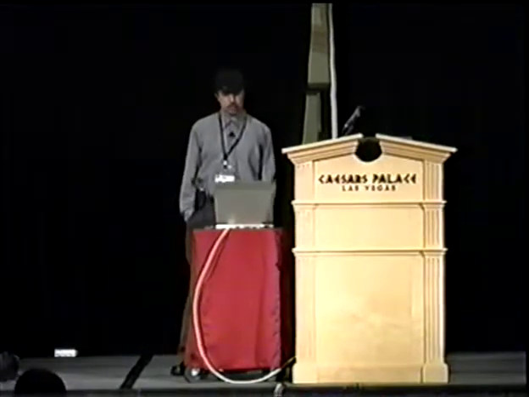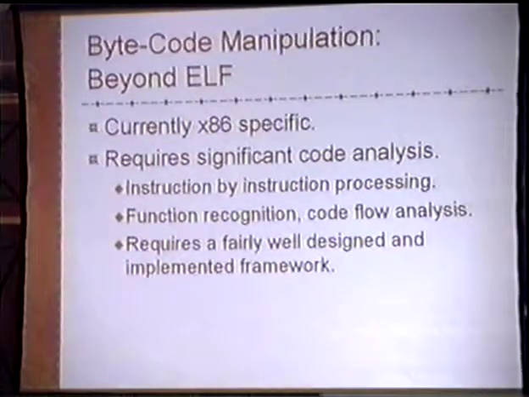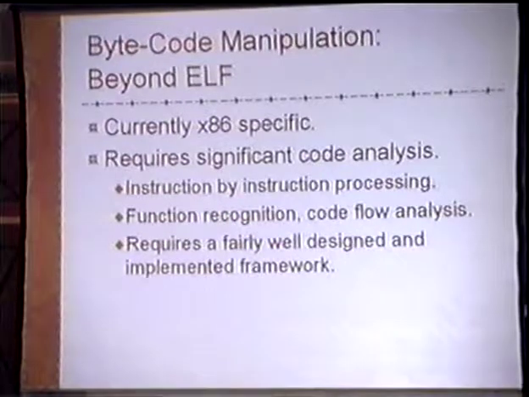Another thing that we do within Shiva is bytecode manipulation. This is another layer beyond ELF. This is going beyond the ELF file format, and it's going actually to the x86 bytecode. It's currently x86 specific, as is the rest of Shiva. What we're doing is parsing the executable code and looking for specific code constructs that we understand. We process each instruction, and when we find stuff that we understand, we can make modifications to those specific instructions.